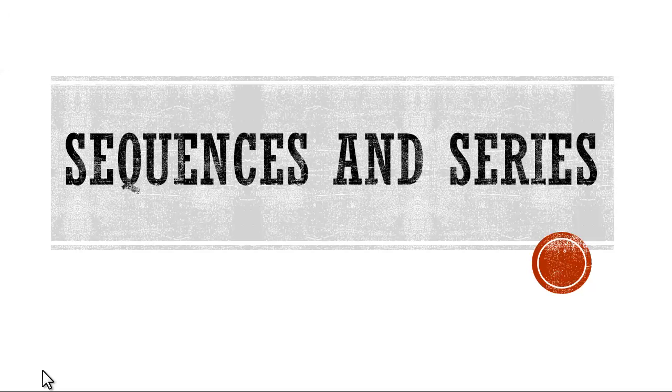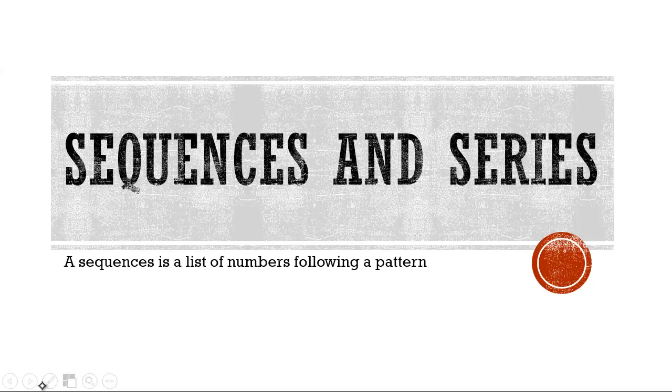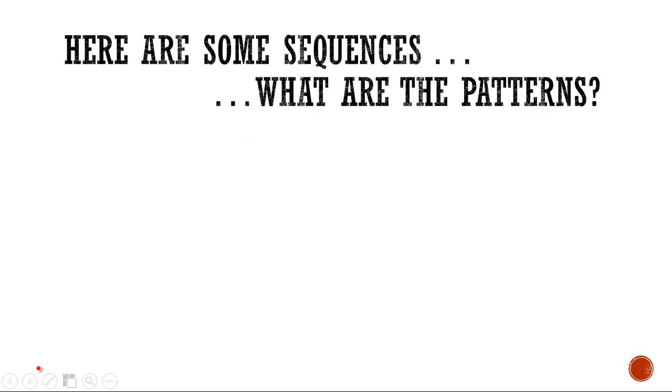This lesson looks at sequences and series. A sequence is a list of numbers that follows a certain pattern, and a series is the sum of those terms. So let's look at some sequences first and see if we can figure out what the pattern is. Here's a sequence: 1, 3, 9, 27, 81.